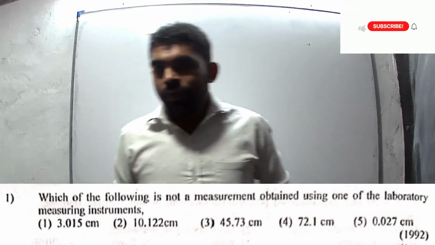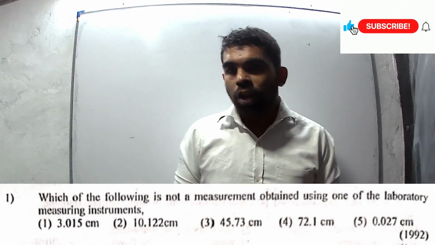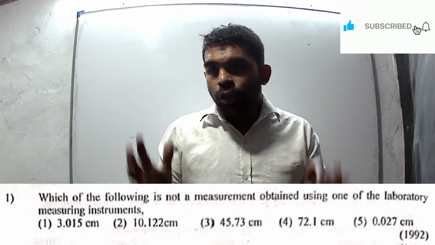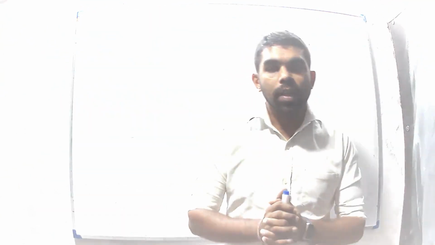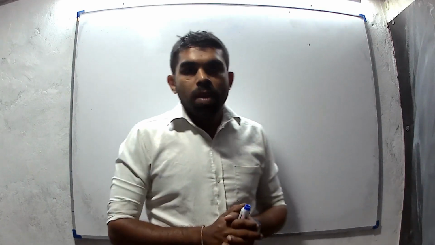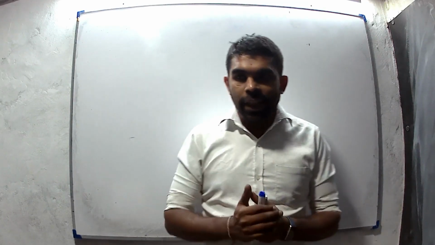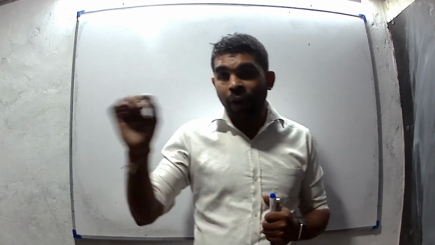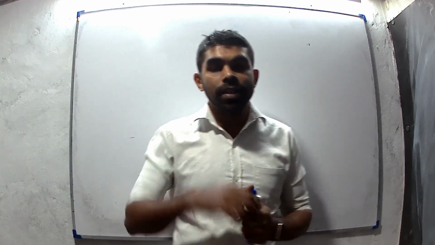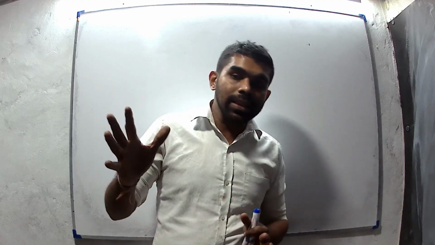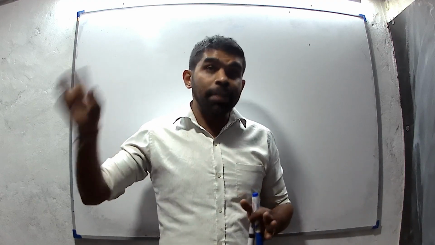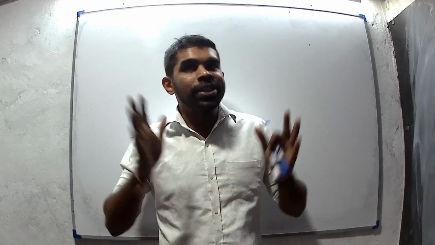Question number 1. Which of the following is not a measurement obtained using one of the laboratory measuring instruments? There are 5 measurements. We can consider the third measurement, 45.73 centimeters. There are 2 decimal places in the third measurement, but it is in centimeters. There are 2 decimal places in centimeters.